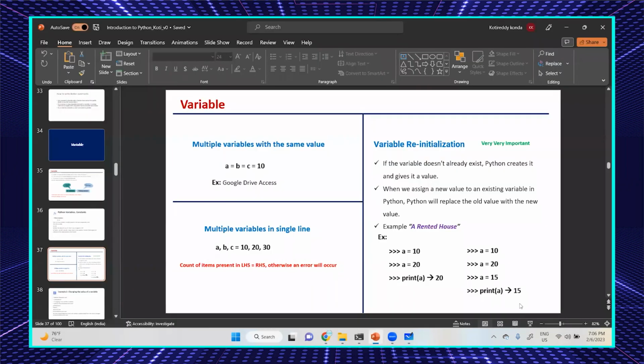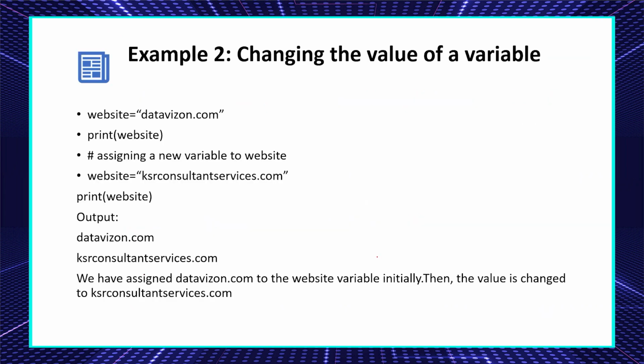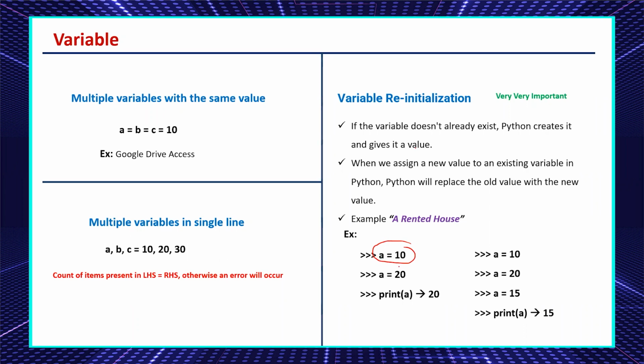So now tell me, guys, what about this one? Variable reinitialization. If the variable does not already exist, Python creates it and gives it a value. So for example, a is equal to 10. 10 is a value. Then a is equal to 20. What does it mean? What is the print value? First it prints the a value 10, then a is equal to 20.